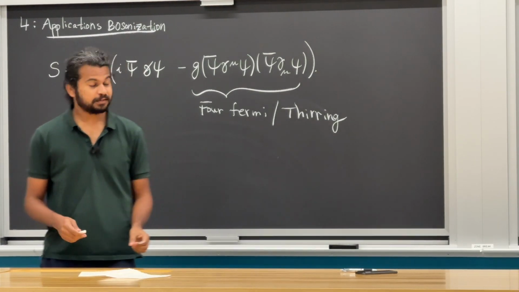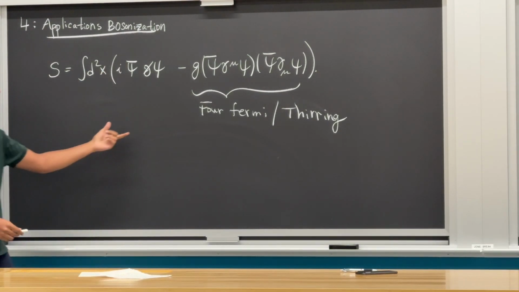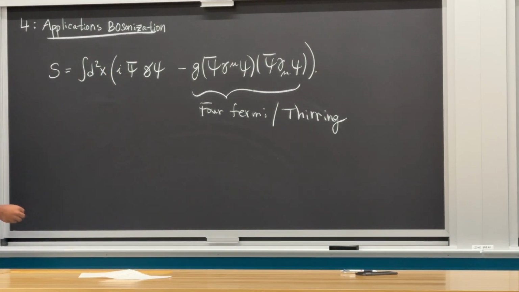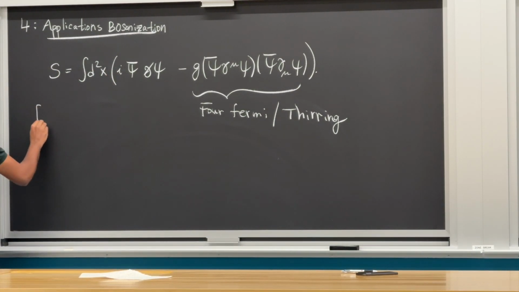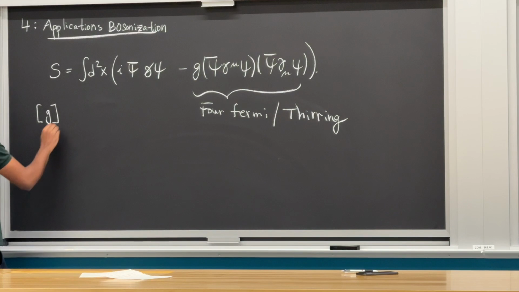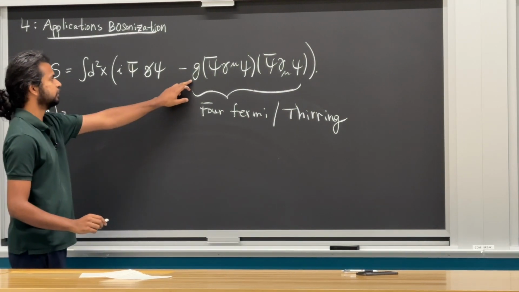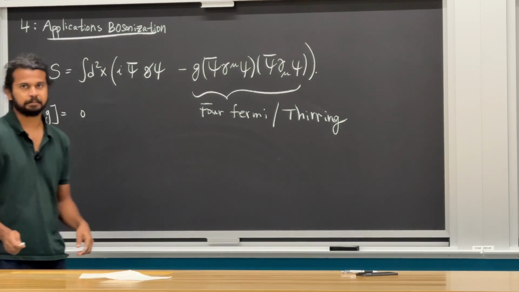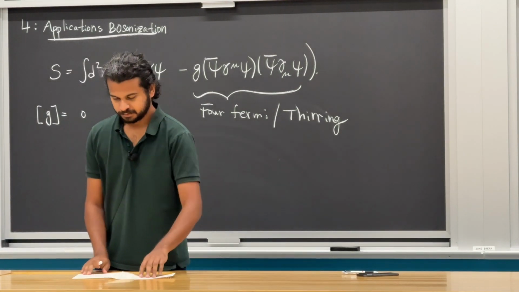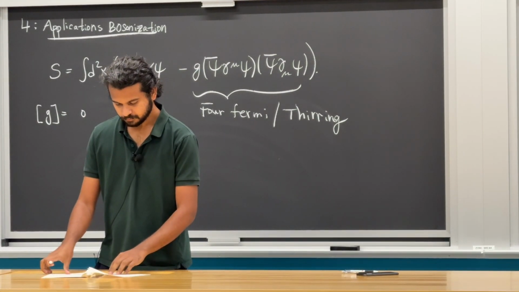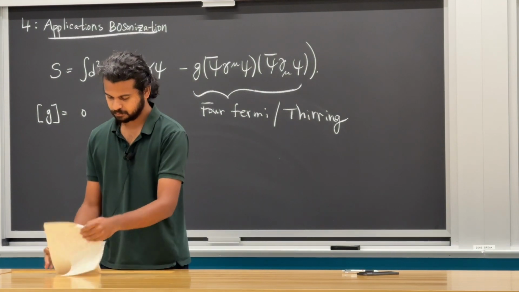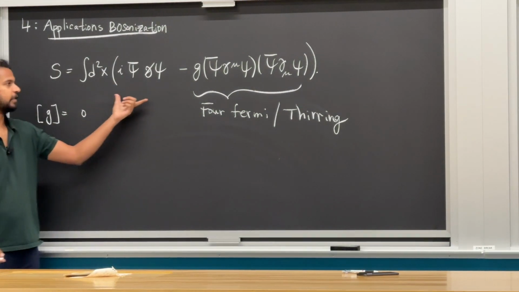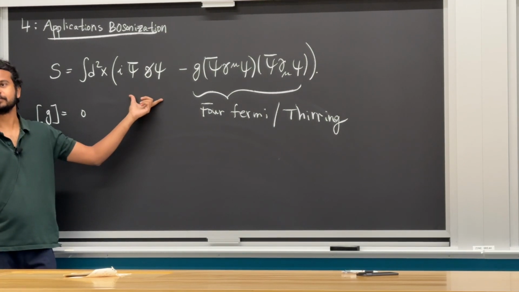But in 2D, this interaction is perfectly alright, it's renormalizable. If we do a bit of dimensional analysis, we can find that the coupling constant G has no dimensions, it's just a pure number. Now, what that means is that this is a fully interacting and fully sensible theory.